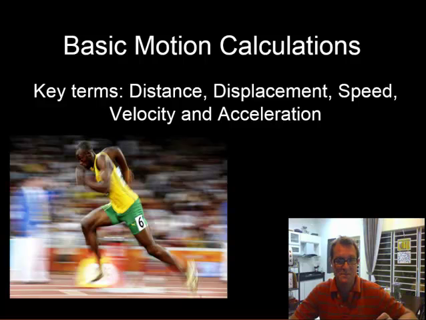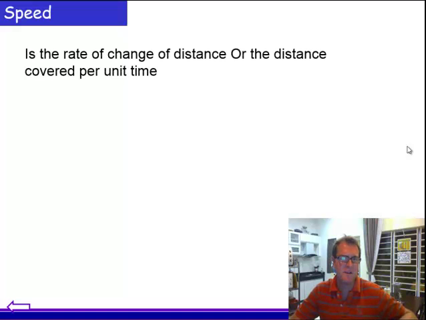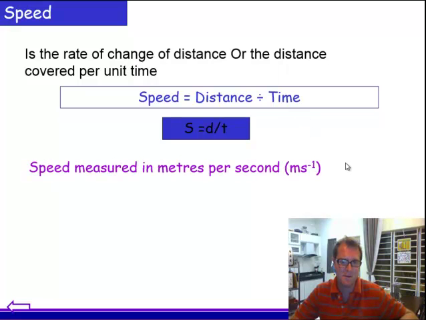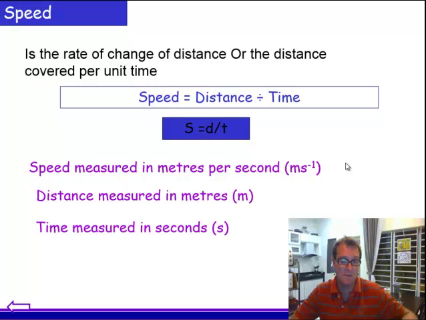Start off with speed. Speed is the rate of change of distance, or the distance covered per unit time. It can be calculated by speed equals distance divided by time, where speed is measured in meters per second, distance in meters, time in seconds.